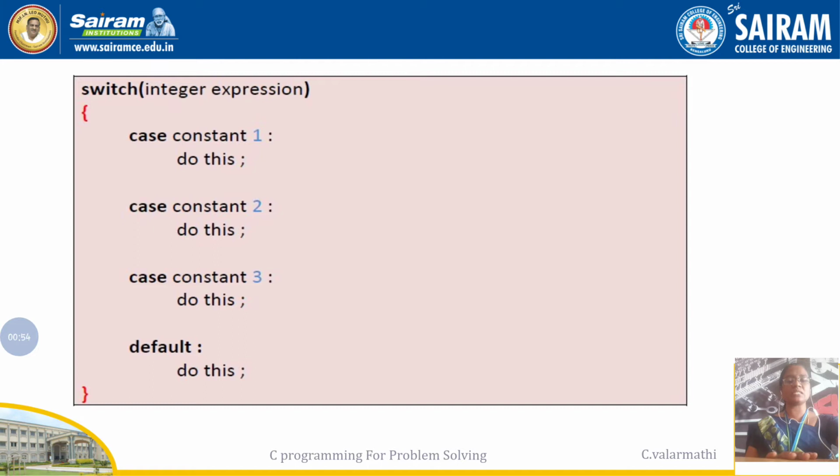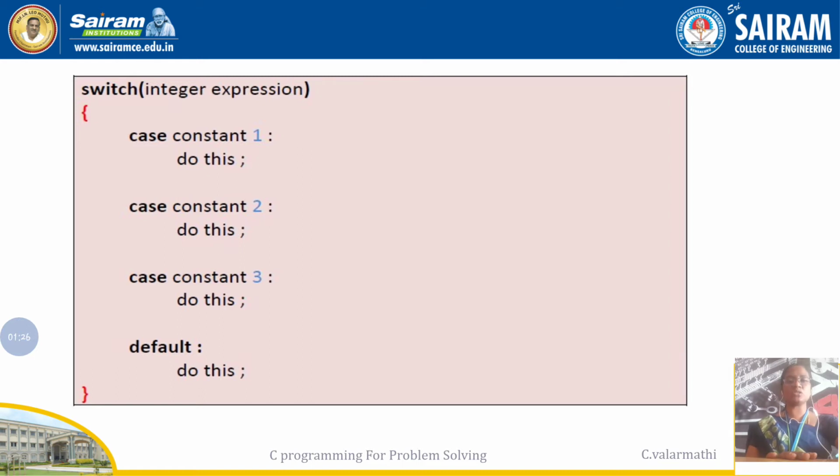Let us see the general syntax of the switch case statement. It starts from the keyword switch and one expression. Here, according to this example, we have taken one integer expression. If the integer expression is constant 1, the first case will be executed. If it is constant 2, the second part of the code will be executed. If it matches constant 3, the third case will be executed. Likewise, it will go on executing through the number of cases.